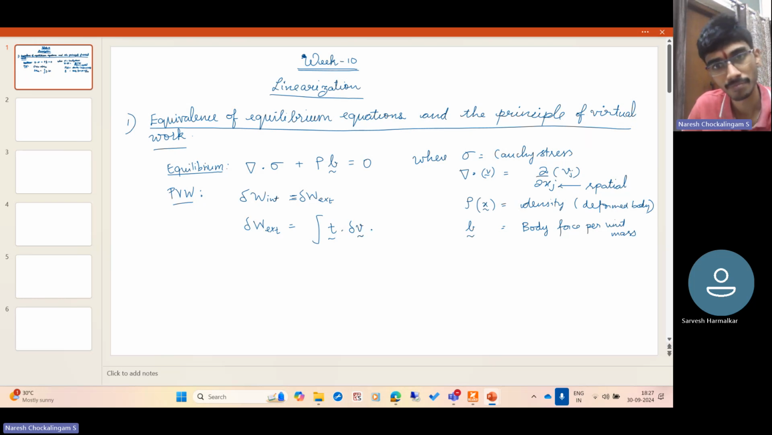So you have tractions on the surface of the body. Take a dot product with a virtual velocity field, an admissible virtual velocity field, and integrate it throughout the surface. That will be the work done by the tractions, and you also have the work done by the body forces. The body forces are everywhere in the body, so integrate over the entire volume. This is the external virtual work done.